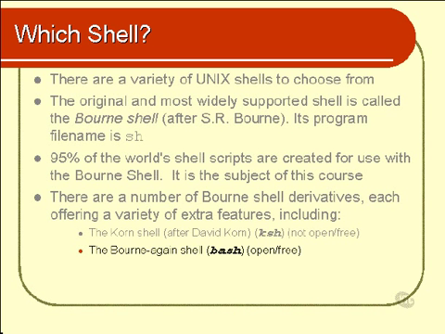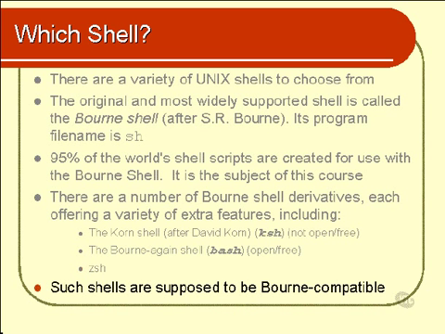Bash is particularly popular amongst Linux users on PCs. And then there's zsh and many others. These shells are supposed to be Bourne compatible. What does it mean to say that a shell is Bourne compatible? If you've written a script to be interpreted using the Bourne shell, then it will theoretically be able to be run by these shells as well. In other words, you could take your script and run it using the Korn shell as the interpreter, or the Born Again shell.